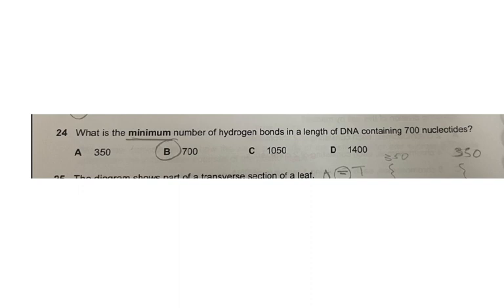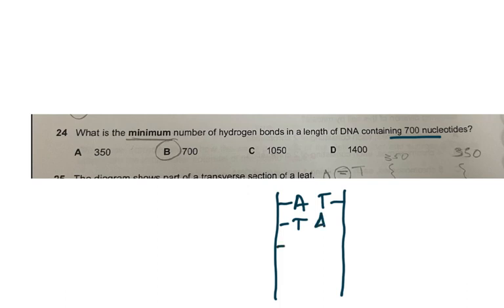Now, you often ask me this question: what is the minimum number of hydrogen bonds in a length of DNA containing 700 nucleotides? What does 700 nucleotides mean? It means there is one A here, there's T here. So this is two nucleotides. Then there is T here and A here, so another nucleotide. Then C here and G here.